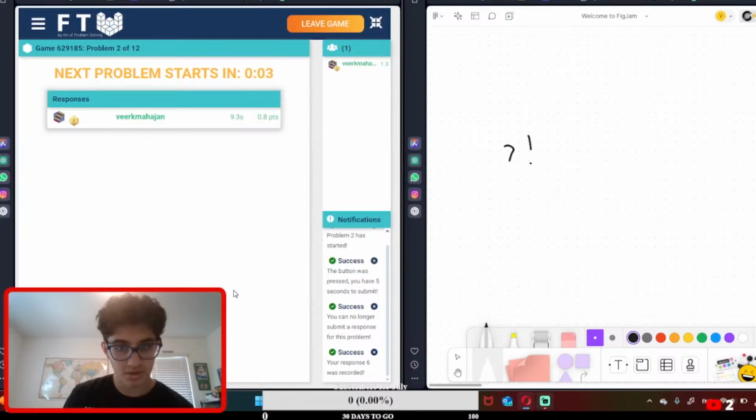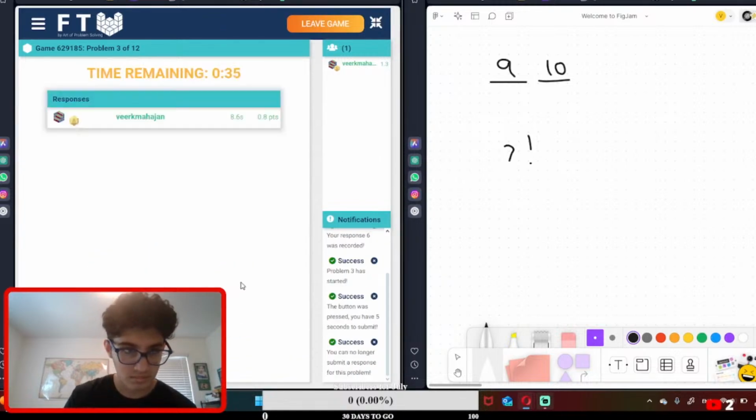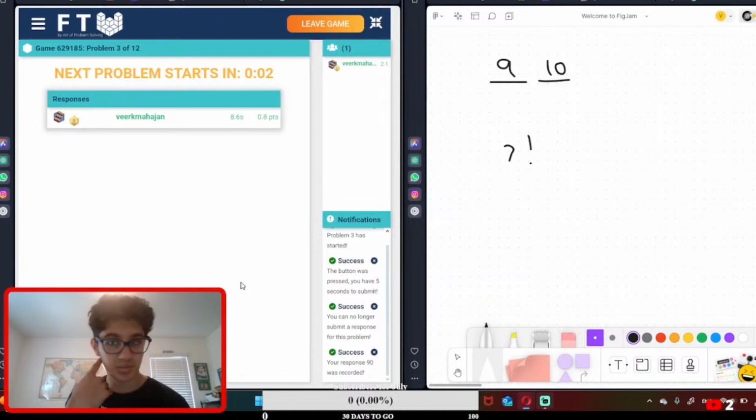Should just be 3 factorial, right? That's supposed to be a 3. 90, because the first one can be 9 digits, second one can be 10, and the other two are decided.